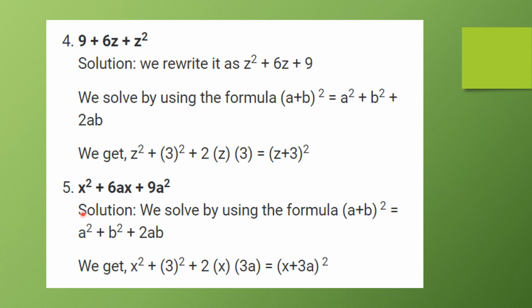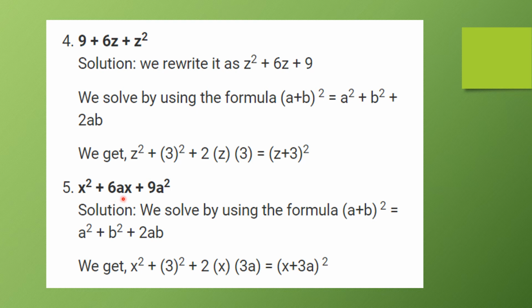If an algebraic expression has a term x squared plus 6ax plus 9a squared, it is already in the descending order, x squared term, x term and a constant term, right? So here this is a constant.